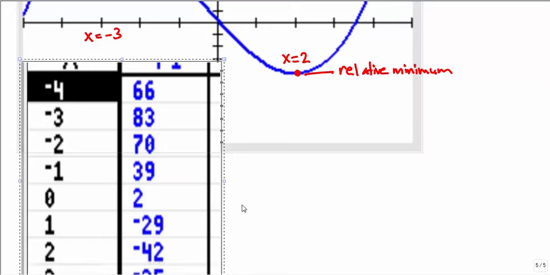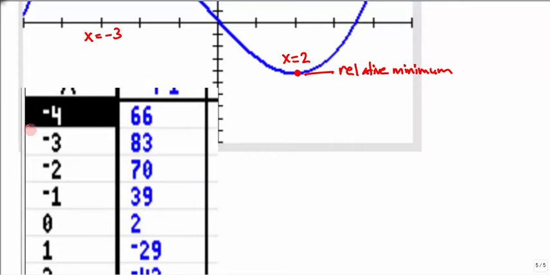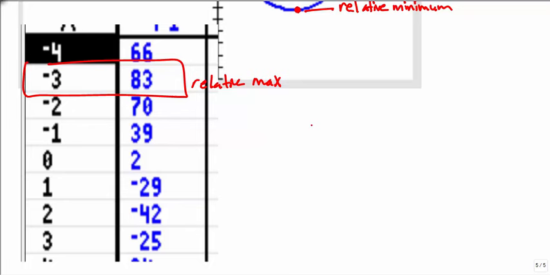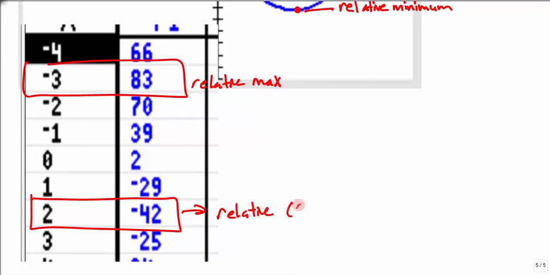So with this table, we can see at -3 I go clear up to 83, and if you notice it's higher than 66 and 70, so that's showing my relative max, because it's higher than any points around it at 83. And then over here at 2, let's see if we can catch this one. This goes clear down to -42, so this is really low. This is my relative min. So this is the ordered pair 2, -42. And up here, this is the ordered pair -3, 83.